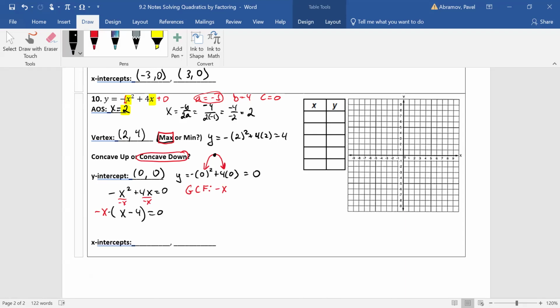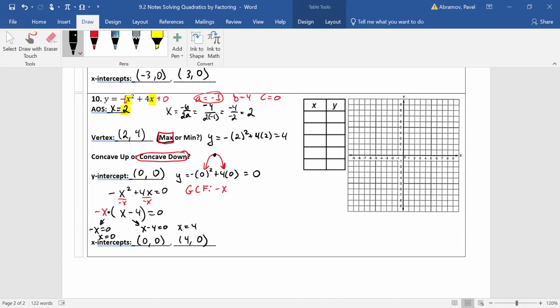And we still have a factored form, so this is still a product, so we set each factor equal to 0. So negative x equals 0, and x minus 4 equals 0. Negative x equals 0 means that x is still equal to 0. X minus 4 equals 0 means that x is equal to positive 4. So our x-intercepts are 0, 0, and 4, 0.